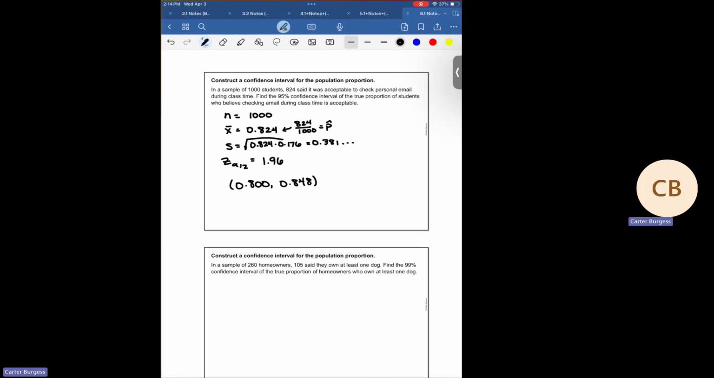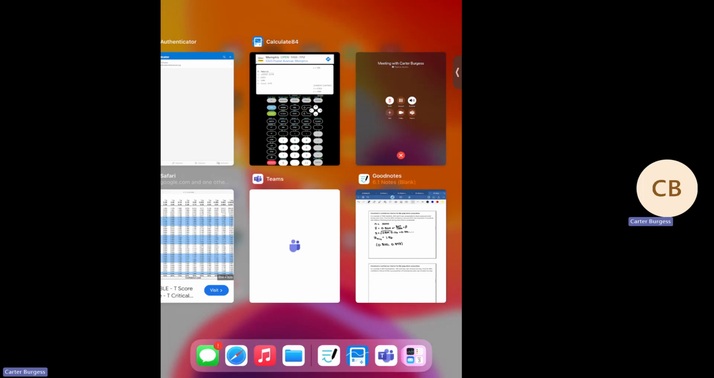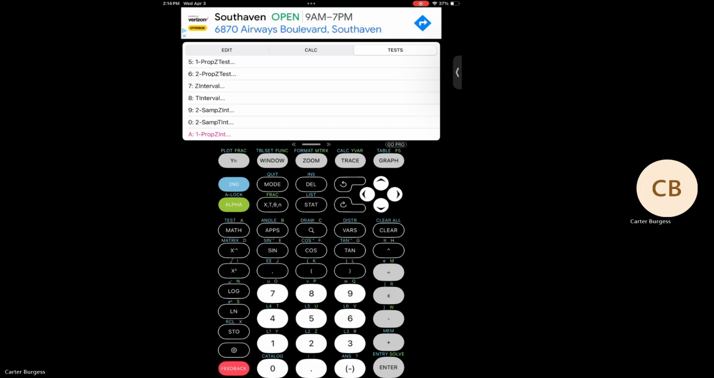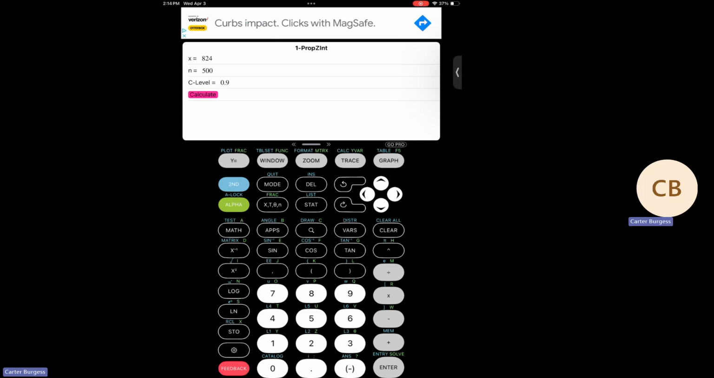The other way, which again is totally fine to do, we're going back to our tests and scrolling down until we find a 1 proportion Z interval, which is what we're looking at here. We have a single proportion, we're constructing a Z interval. Let's use this one.